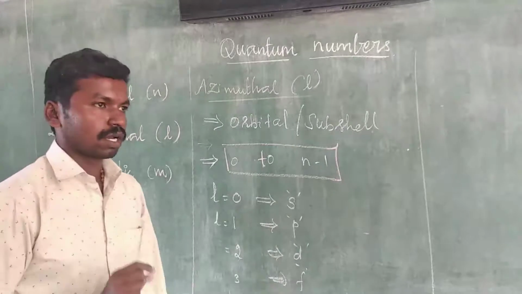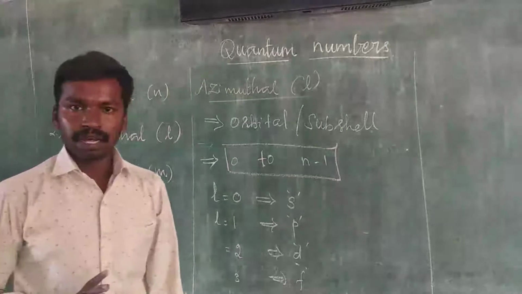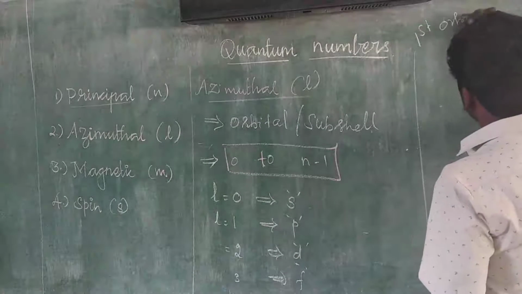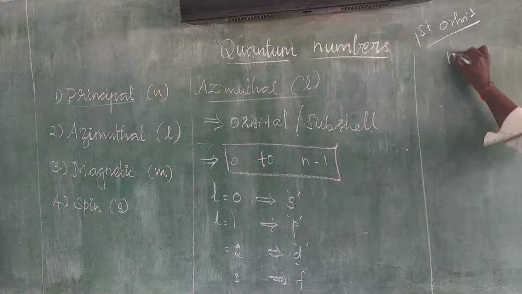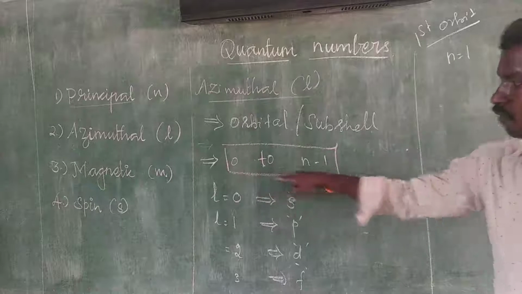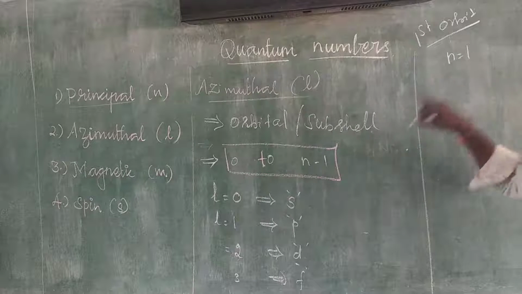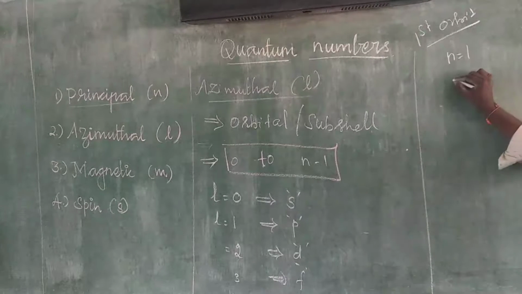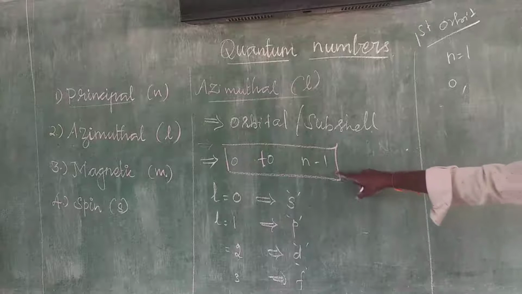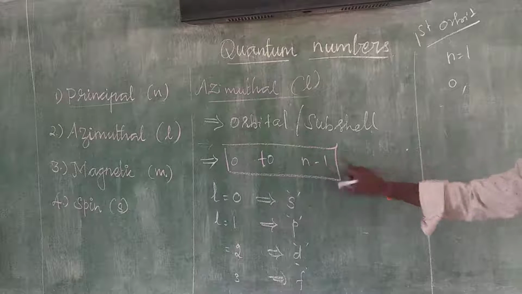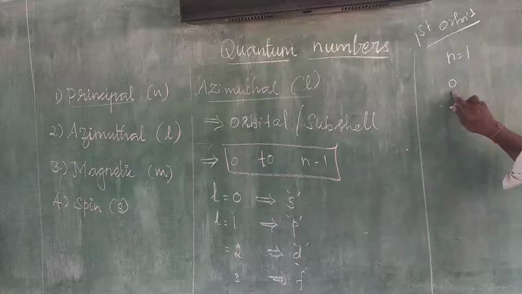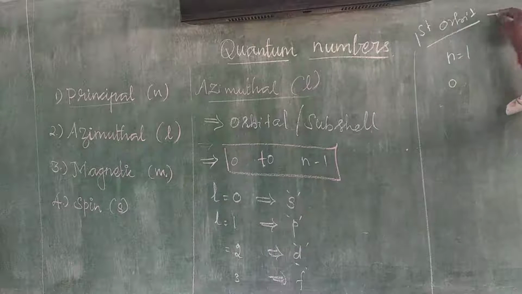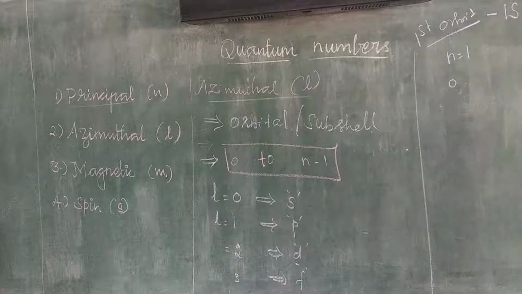Let us take the first orbit and see what orbitals are there. If we take the first orbit, what is the value of n? n is equal to 1. For a given value of n, the l value ranges from 0 to n minus 1. Substitute 1 here: 1 minus 1 is 0. So only 0 is possible. 0 is which orbital? s orbital. So in the first orbit, only the 1s orbital is there.